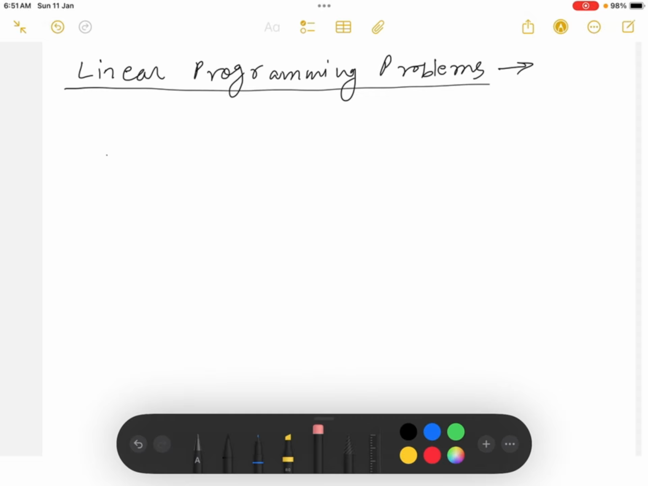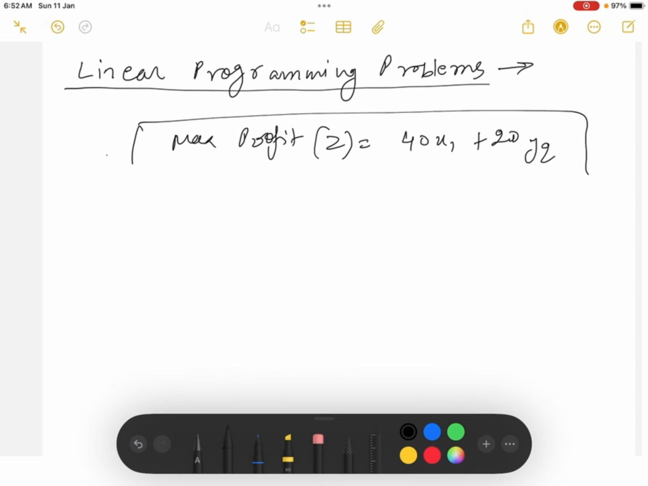Imagine you have limited money, limited time, and limited machines. You can produce many products, but you must decide how much of each product to make. If you choose wrongly, you lose money, and if you choose correctly, then you obviously maximize profit. So, this is what a linear programming problem is. A simple linear programming problem, for example, might look like a maximization of profit, say Z equal to 40x1 plus 20x2. So like this will be our objective.